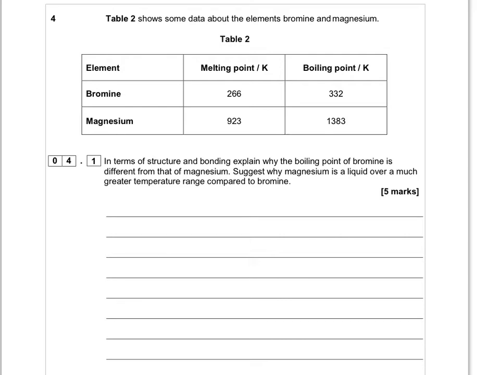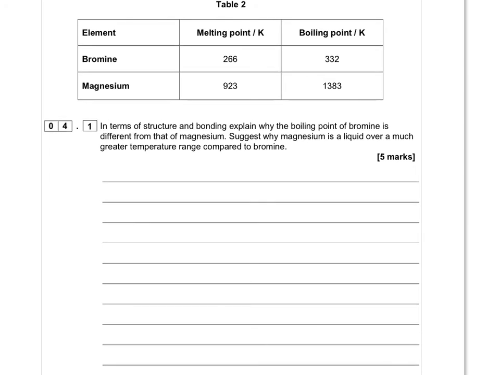Bonding is something I can guarantee will come up in the summer exam. It's one of the topics that you will not be able to solve the questions on unless you have a good and clear understanding of the different types of bonding and how they occur. So if you've not got that, you need to make sure you go back and you learn that.